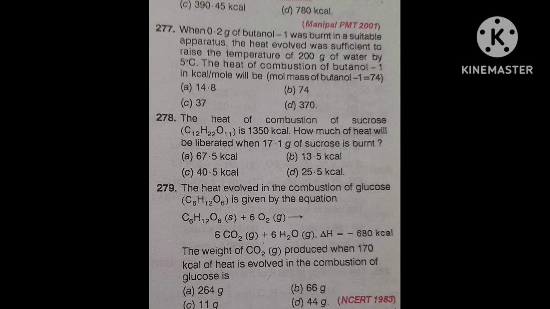For 0.2 gram, 0.2 gram is giving 1 kilocalorie. Then for 1, then for 74, its value will be 370 kilocalorie. That is per mole. Per mole, the heat of combustion of butanol in kilocalorie per mole will be 370.